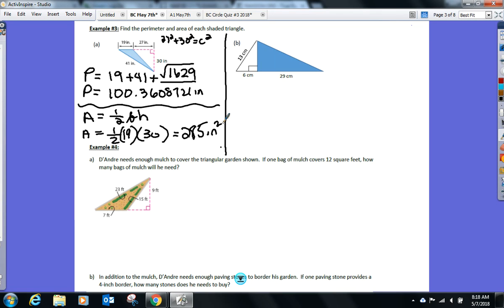Try out B on your own or in your group. Let's see what you got. I'll just write the answers up here. Find the perimeter of the shaded region. Guys, you have to do a couple Pythags here. Talk it over with your group if you need to. Might be easier to talk it through.